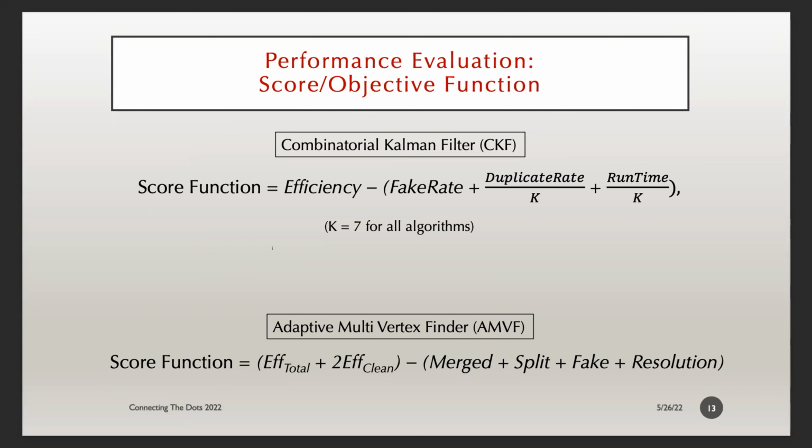And for AMVF, we have 2 quantities that we want to increase, that is the total efficiency and the clean efficiency. And then there are the 4 quantities that we want to decrease. So we have given positive weight to 2 quantities and negative weight to 4 quantities. And we have specially given twice the weight to the clean vertices, because we want to emphasize to have more clean vertices in our final result with the optimized parameters.